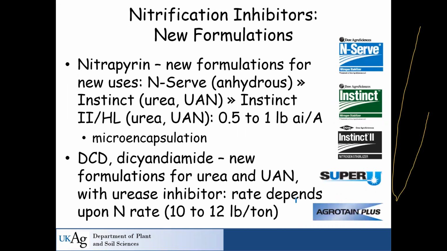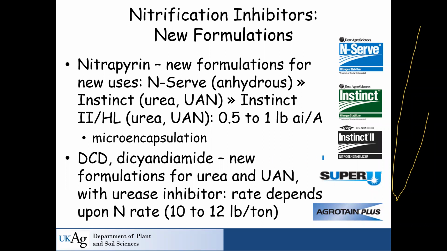And there are some new formulations of these things. Like I said, Instinct has been reformulated to be in the urea space that it wasn't occupying before. You need about 1/2 to 1 pound of active ingredient per acre. In the old nitropyrin version with anhydrous, that was 1 quart. 1 quart carried 1 pound, and that's all you need to have. But this microencapsulation of Instinct allows N-Serve to be used as Instinct on these other 2 nitrogen sources.